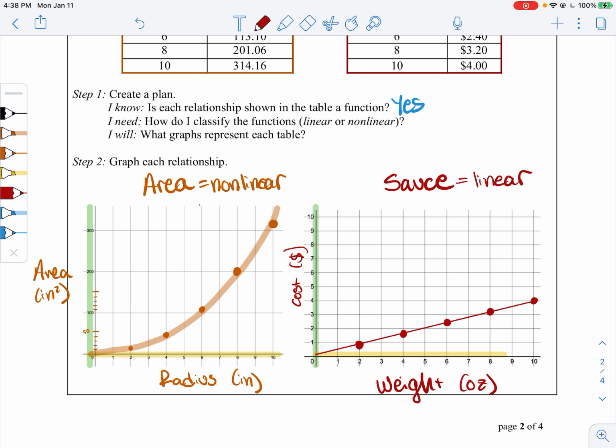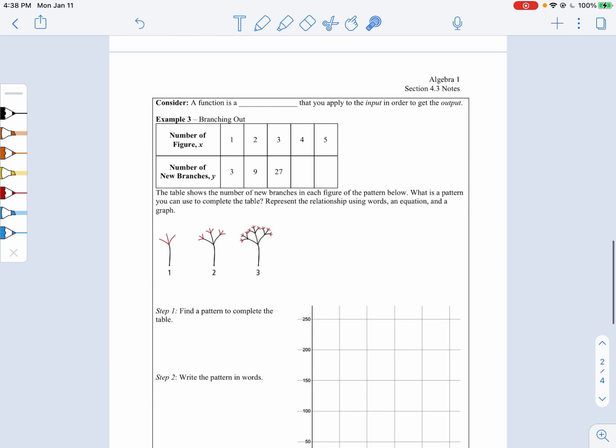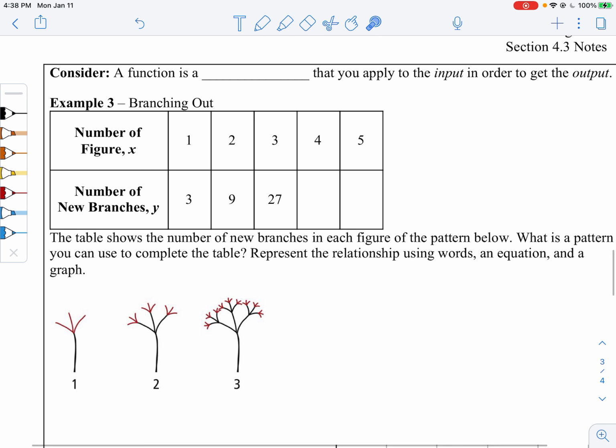We did it. So is each function linear or non-linear? We got it. Area is not linear, but the cost of the sauce is. So we have a linear function. We have a non-linear function. This is a quadratic. It's doing with squares. Let's look at something that's not. It's not quadratic. It's not linear either.